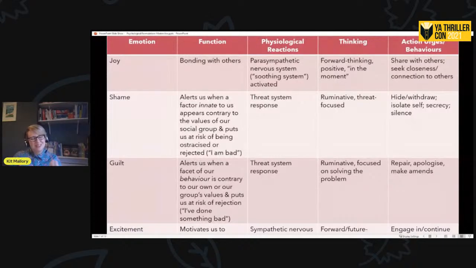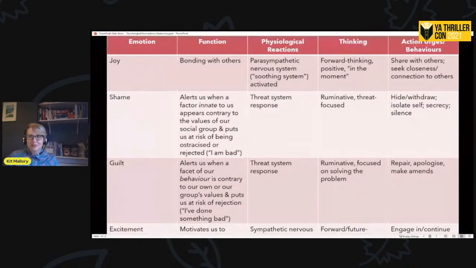Similar with excitement. Excitement is a motivator. It encourages us to pursue goals that are beneficial to our survival. Again, that thing about wanting to share with other people as well. Often when we're really excited about something, the first thing we want to do is tell somebody else.